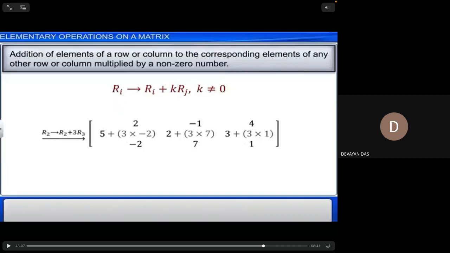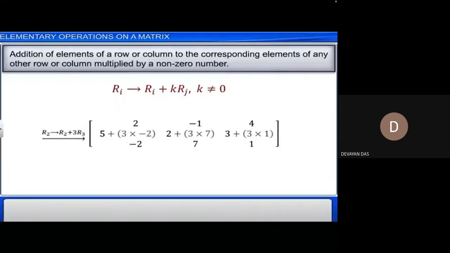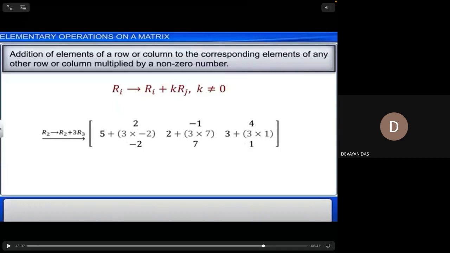So here, the third row elements, what are you having? -2, 7, 1. Every number is multiplied by 3. 3 into -2, 3 into 7, 3 into 1. And that is added to the 5, 2, 3. So that's why 5 plus 3 into -2, 2 plus 3 into 7, 3 plus 3 into 1. Did everyone understand this point here? Yes, sir. Okay. So now the resulting second row will completely change.